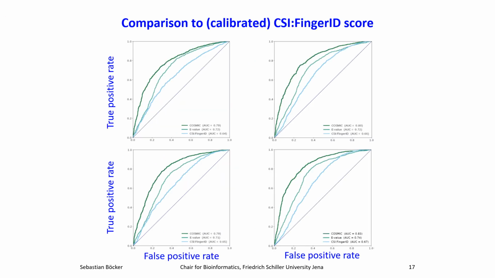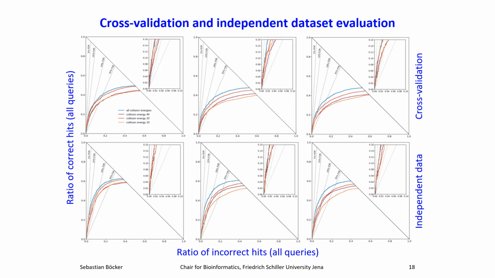So this is now showing that indeed the new confidence score works much better, separates much better than the original CSI:FingerID score as well as the calibrated score. And we tested that for different data sets, for cross-validation data, for independent data, for different fragmentation energies, and so on and so on. And the results are mostly always the same. It always works.